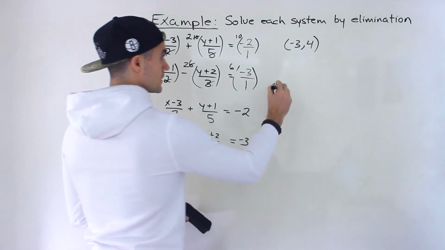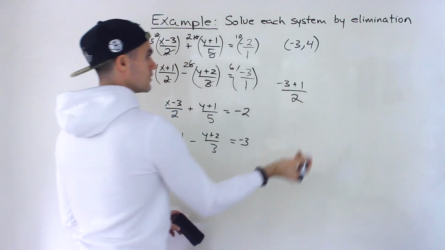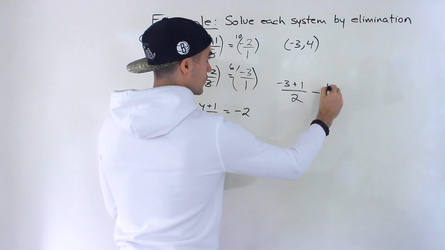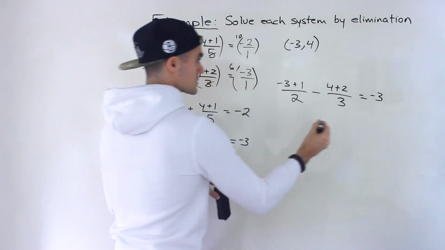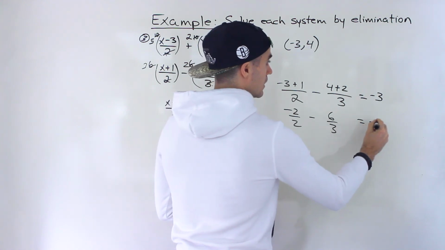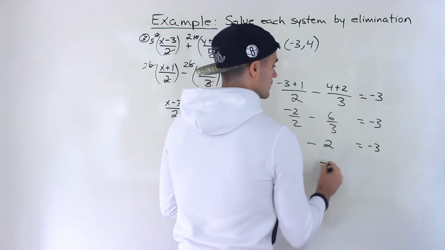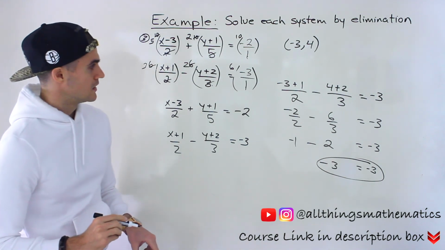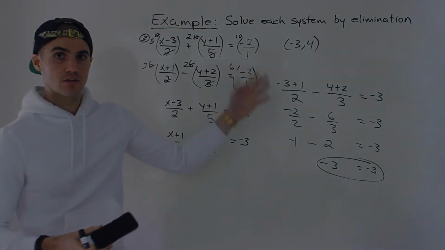X plus 1 over 2, so we got negative 3 plus 1 over 2, right? Minus y plus 2, so 4 plus 2 over 3. Let's see if it equals negative 3. This would be negative 2 over 2 minus 6 over 3. Negative 1 minus 2. Negative 3 is equal to negative 3. All right, left side is equal to the right side. So the check works out with both equations. We could be pretty confident that that's the correct answer.